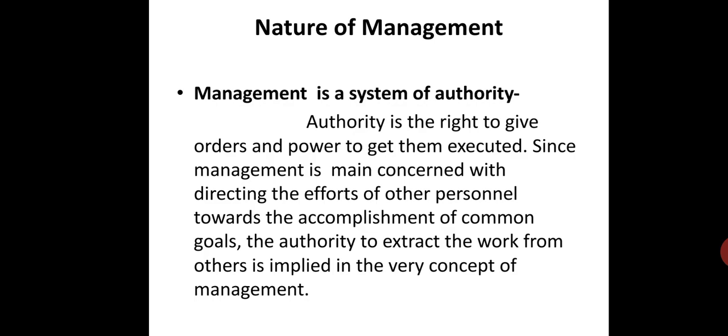Okay, next we'll study management is a system of authority. Authority is the right to give orders and power to get them executed. Okay, authority means what? Having some power and telling somebody to do something. Example, a teacher has authority to tell students to do their homework, or whatever studies that they need to do, and make sure that they do the things.